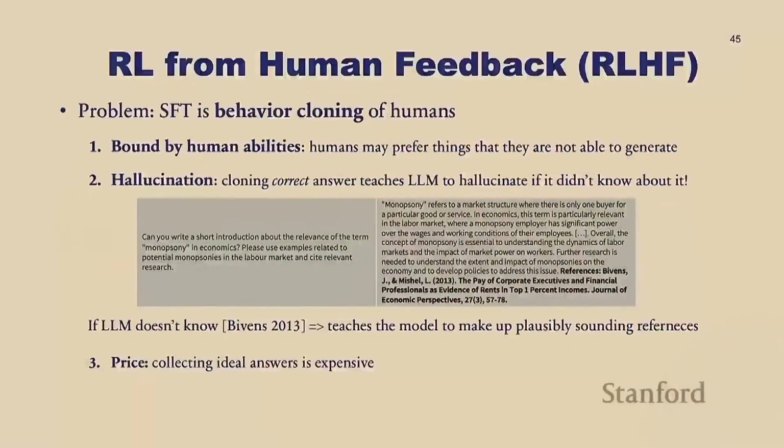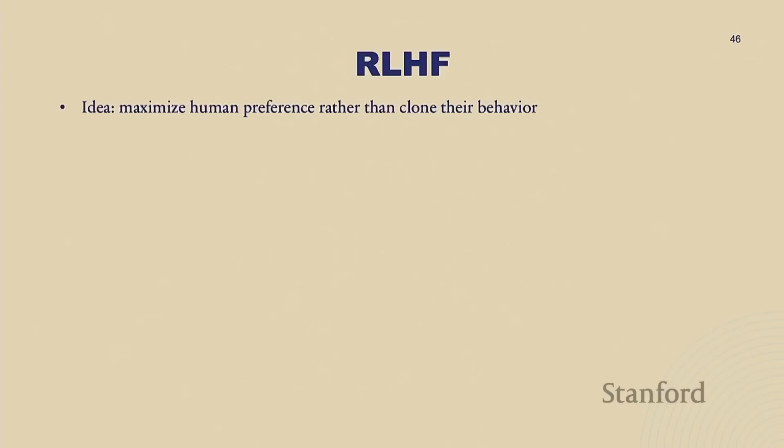Great. Problem number 3, price. Generating the ideal answers is very pricey. And that comes back to your question of humans writing the entire answer being pretty expensive. So that's where RLHF comes in. The idea is that instead of cloning the behaviors of humans, we're going to maximize human preference.